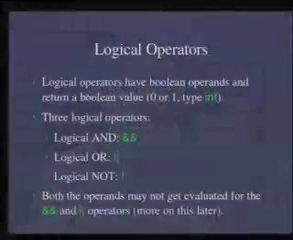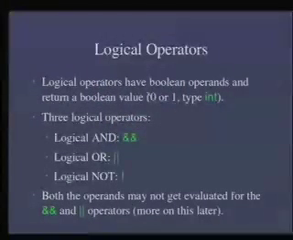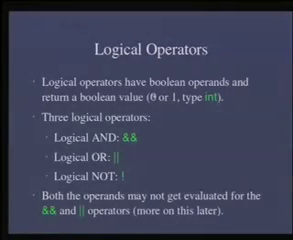We might want to say that if something holds and something else also holds, then do something, otherwise do something else, and so on and so forth. So therefore, we need the so-called logical operators. And again, the logical operators also result in a Boolean value, that is true or false. And in the C language, they result in the value 0 or 1 of the type integer. Remember that 0 stands for false and 1 stands for true.